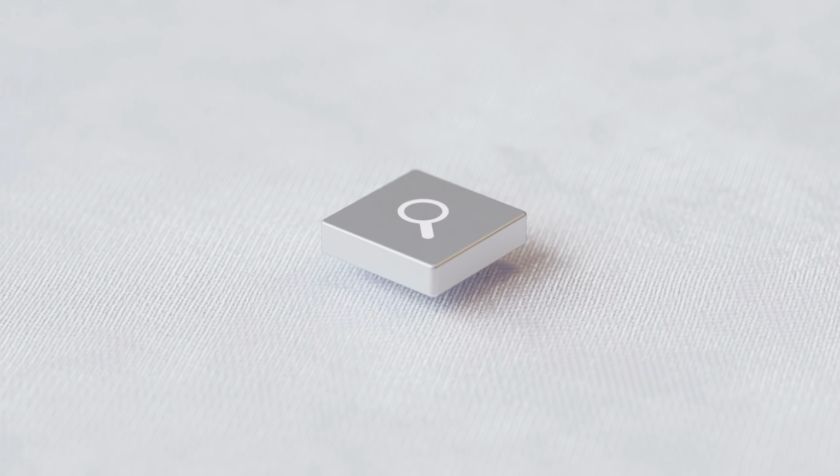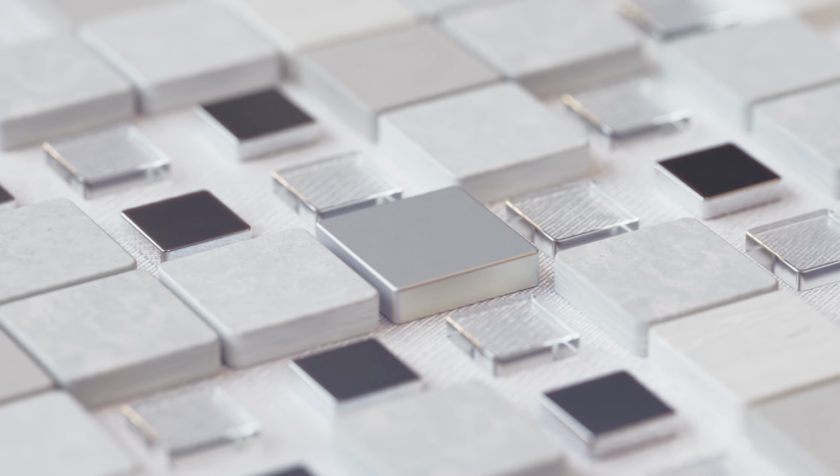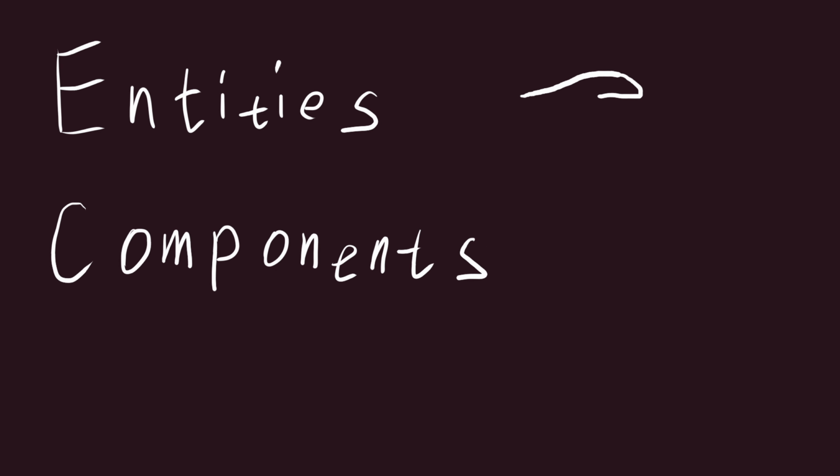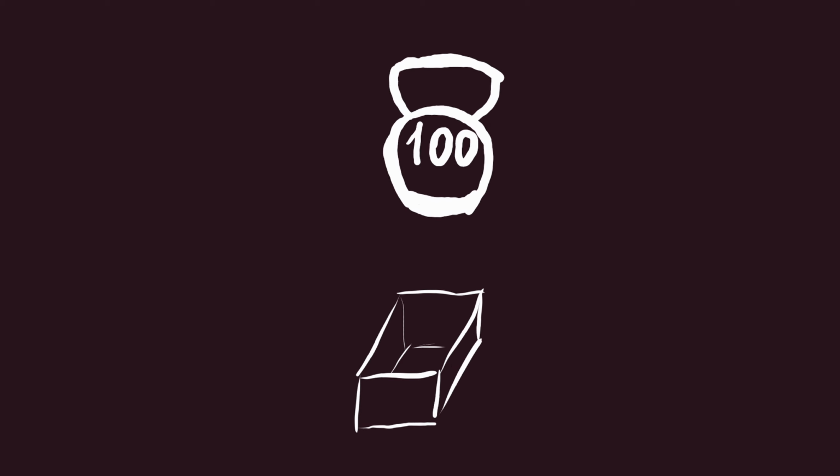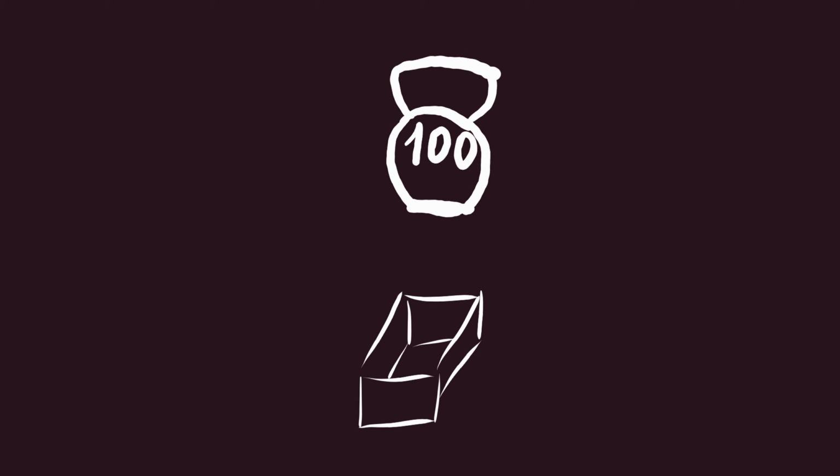ECS is an architectural pattern where you need to interact with data instead of objects. ECS stands for Entities, Components and Systems. Let's break it down in more detail with an example. This box is our entity. It holds nothing and can do nothing. It's time to add some component to it.